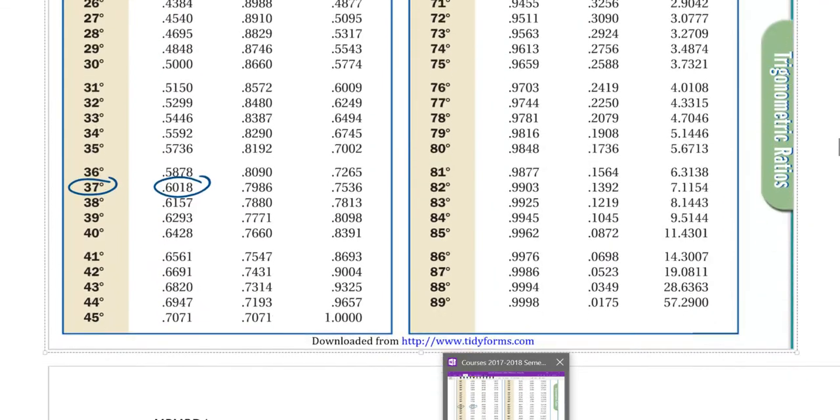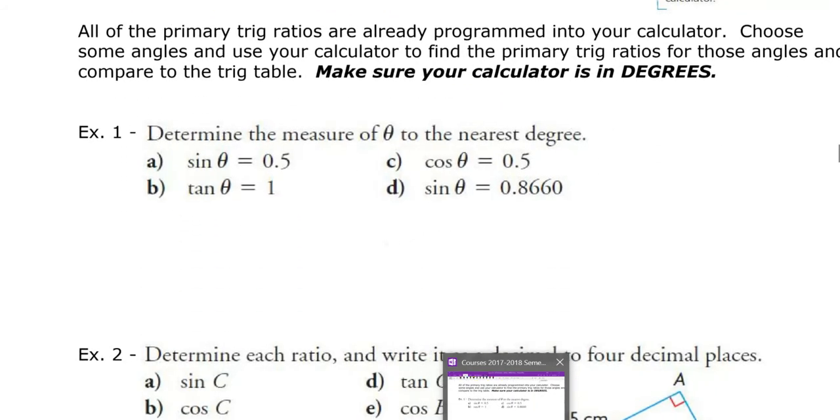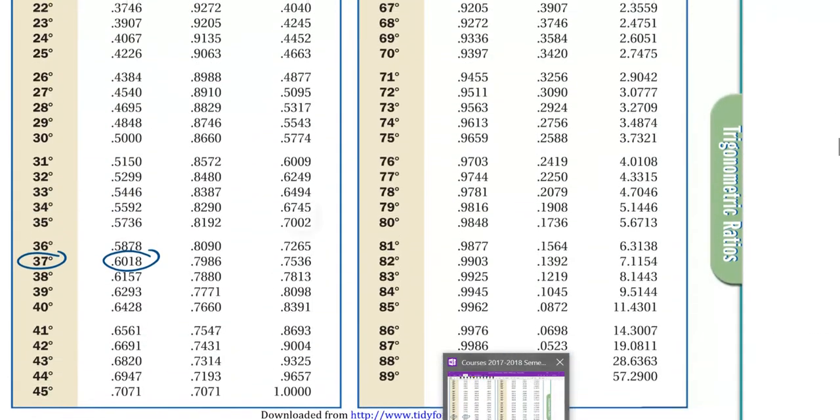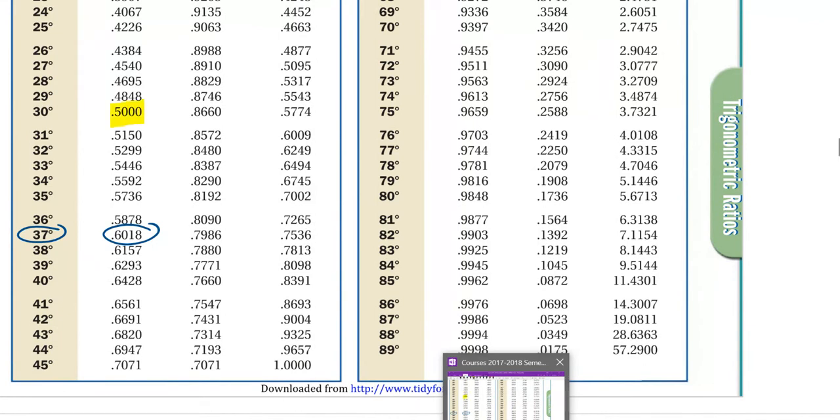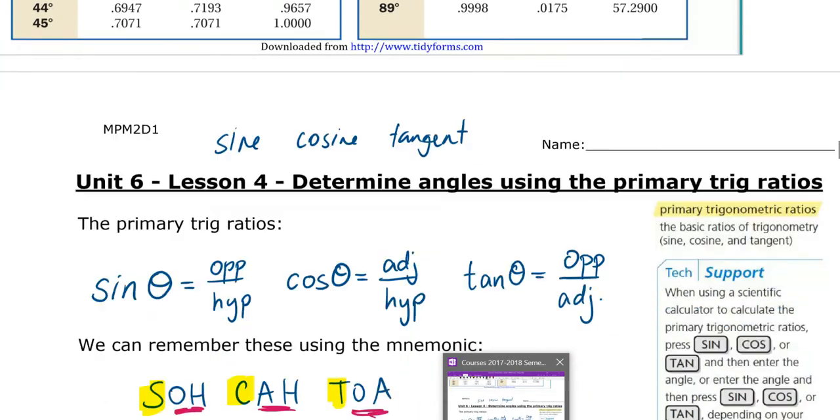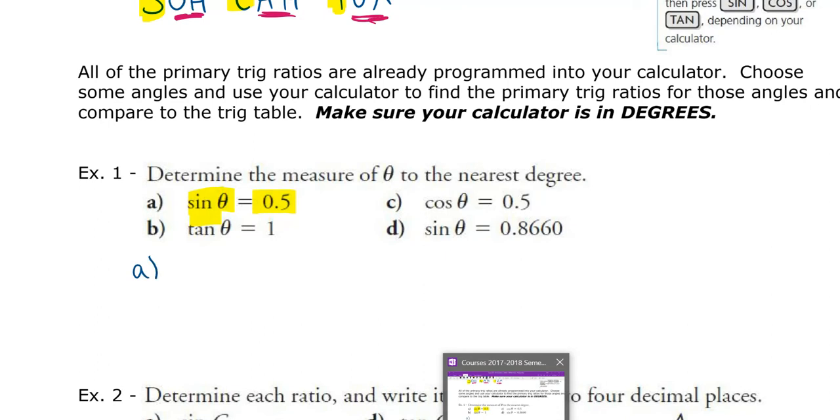Okay, so let's look at how I find the measure of angle theta to the nearest degree. This calculator is good if we have the angles, but what if we don't? What if we had to work backwards to find the angle? Well, you could use the trig table. So for the sine ratio, for sine theta equal to 0.5, if I look at 0.5 on the table, 0.5 is located right there, corresponding to an angle of 30 degrees. So for part A, theta equals 30 degrees.